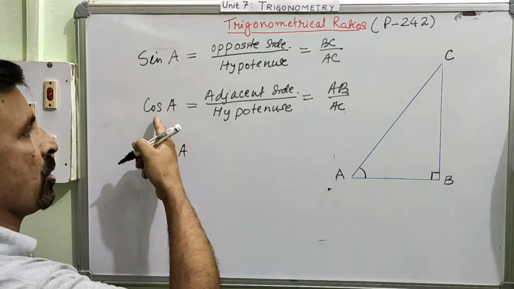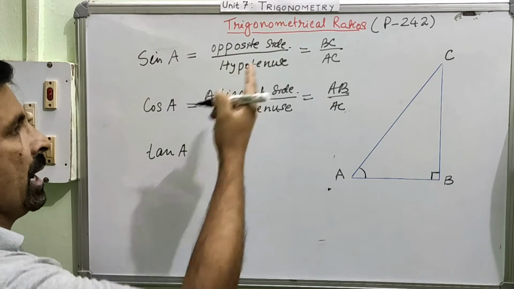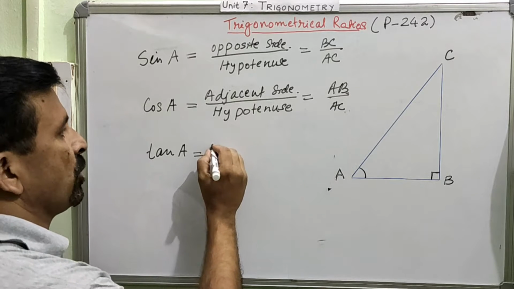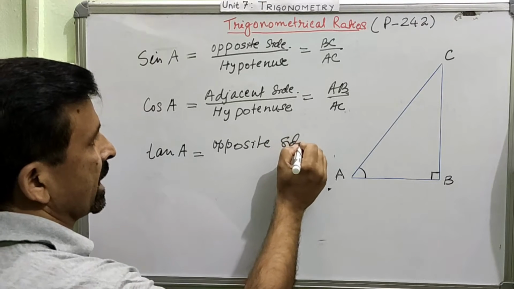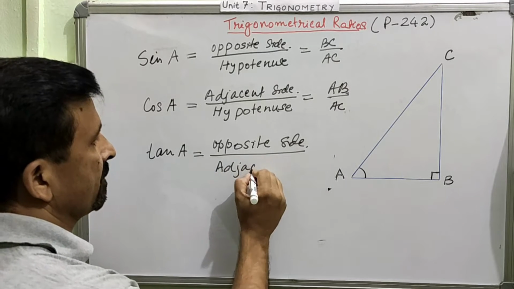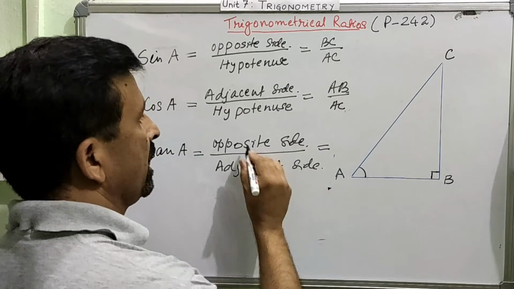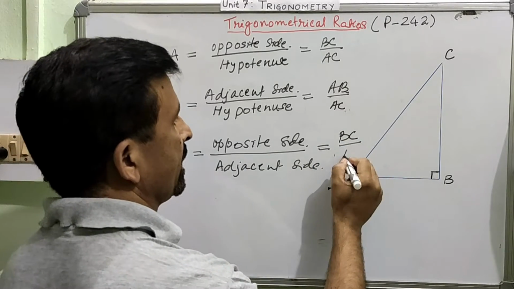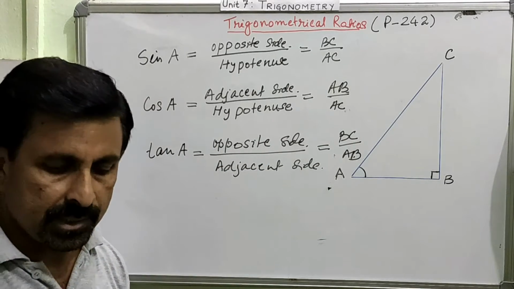So this becomes the ratio of your cos A. You need to remember that cos is always adjacent side over hypotenuse, and sine is opposite side over hypotenuse. And then the last one is tan A. Tan A is the ratio of the opposite side divided by the adjacent side. And therefore the ratio will be, opposite side means it will be BC, and the adjacent side is AB. So this is the ratio for the trigonometrical ratio of tan.